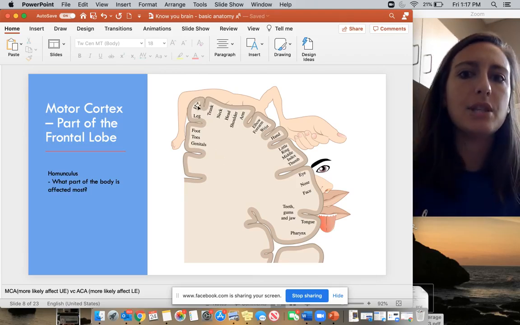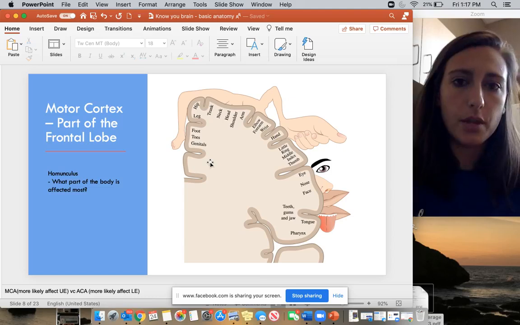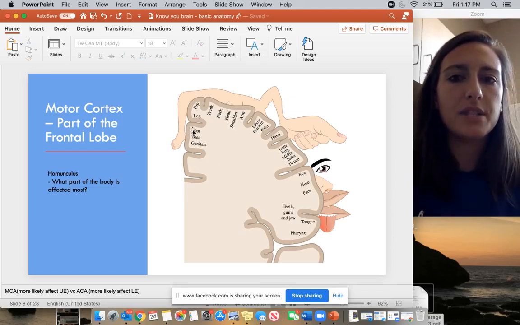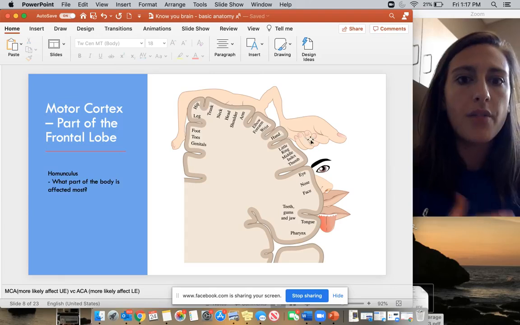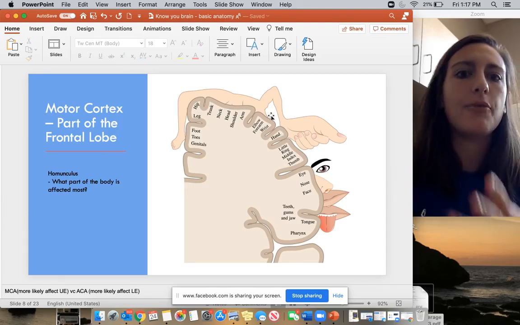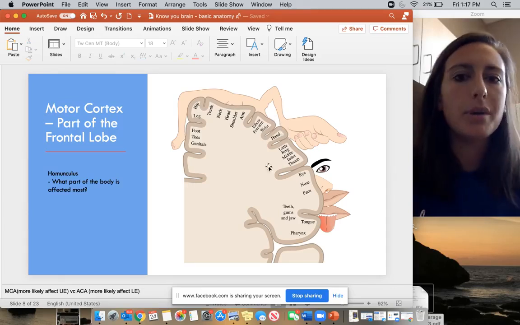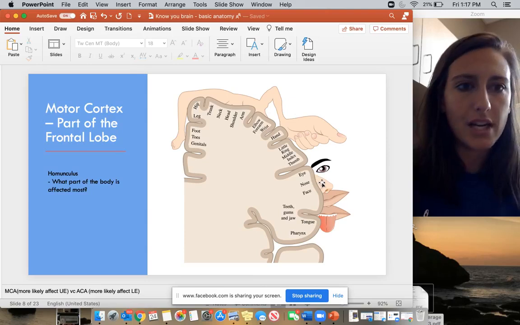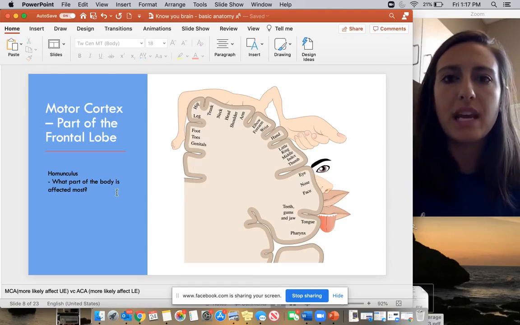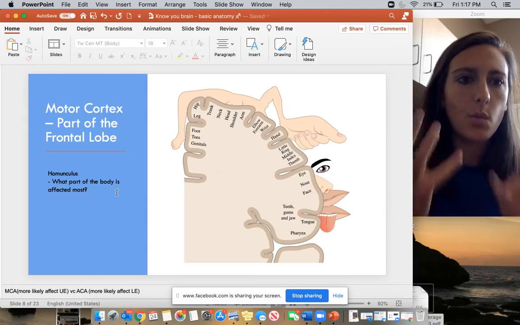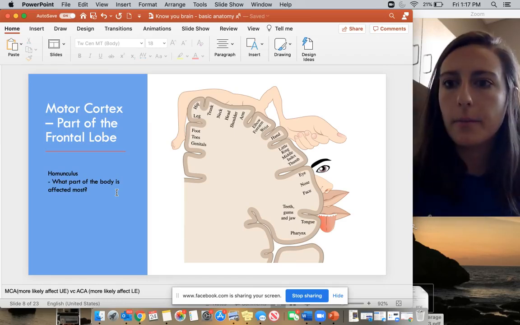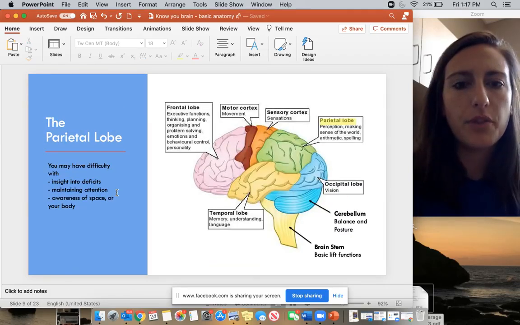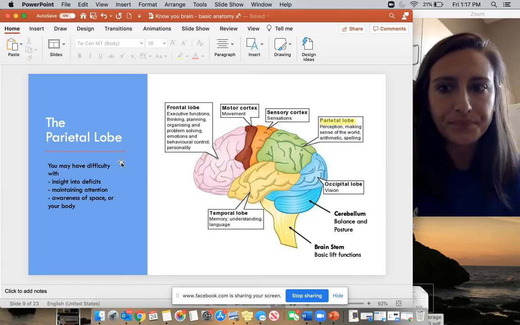So if you had damage in this upper portion of the brain, you're more likely to have difficulty with movements of your legs, whereas the further down you go, the more difficulty you might have with your hand or your arm. But it is possible to have all of these areas affected as well. But that could be an indicator of why one part of your body is a little bit more affected than the other.